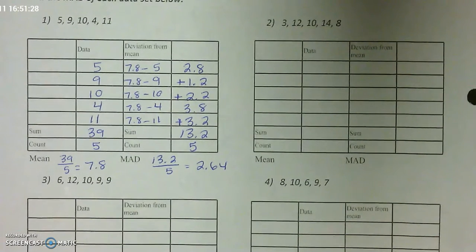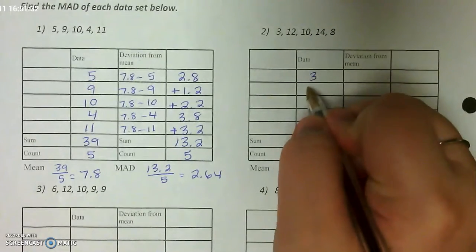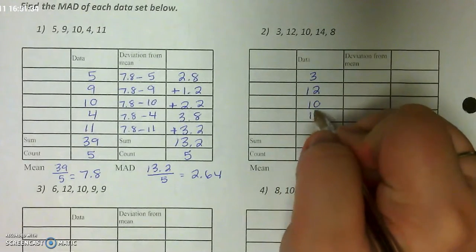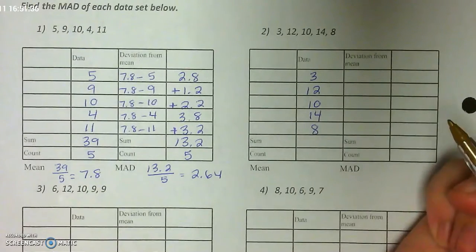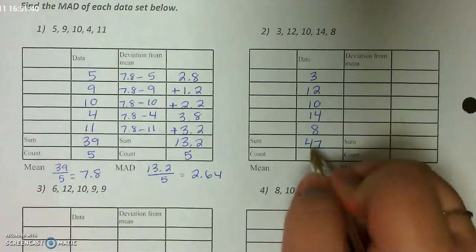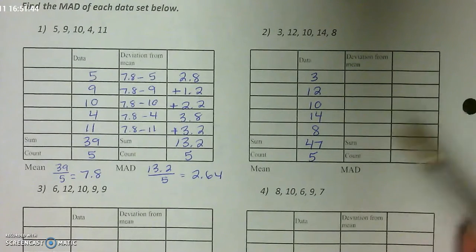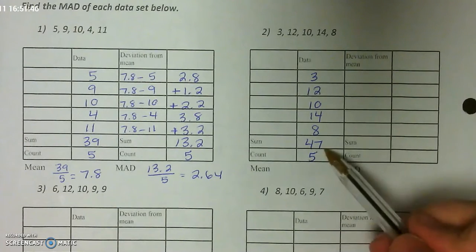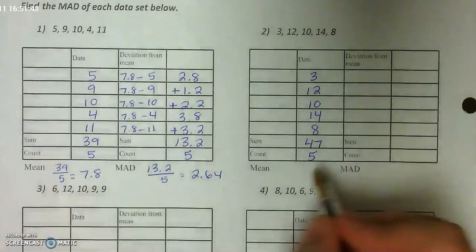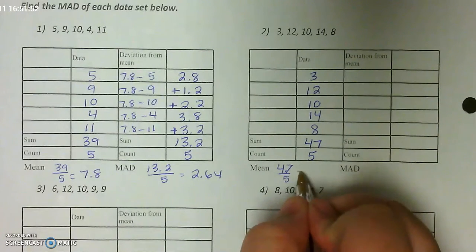Now we're going to do number 2 a bit faster. So for data, we're going to write all of our data. We add them all together and we get 47. We still only have 5 numbers. Sometimes you might have 5, you might have 10. Again, we're just taking the mean. So when we divide this, we get 9.4.